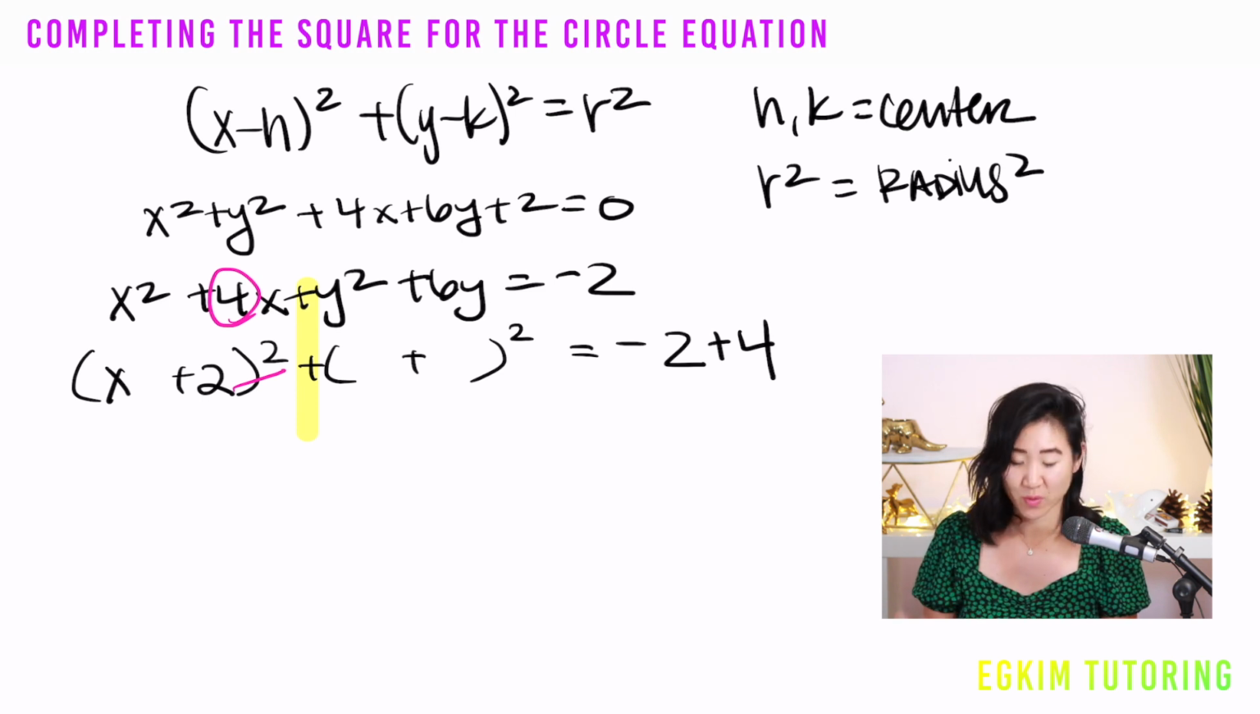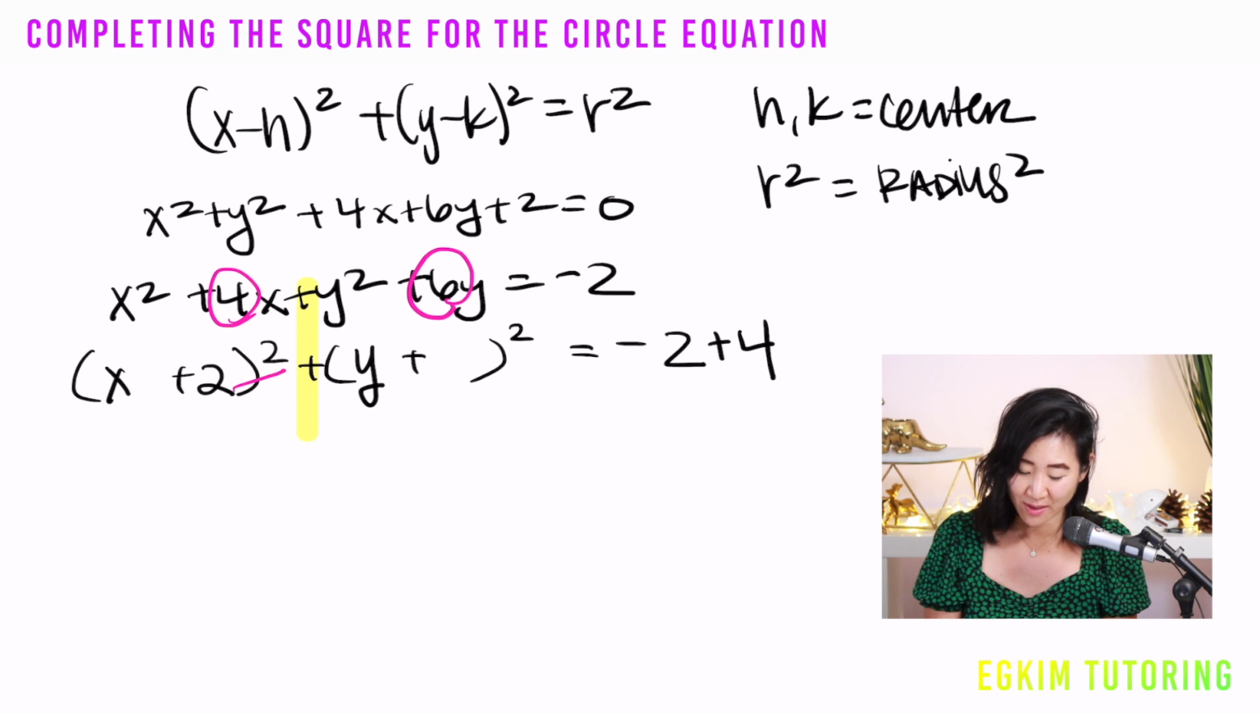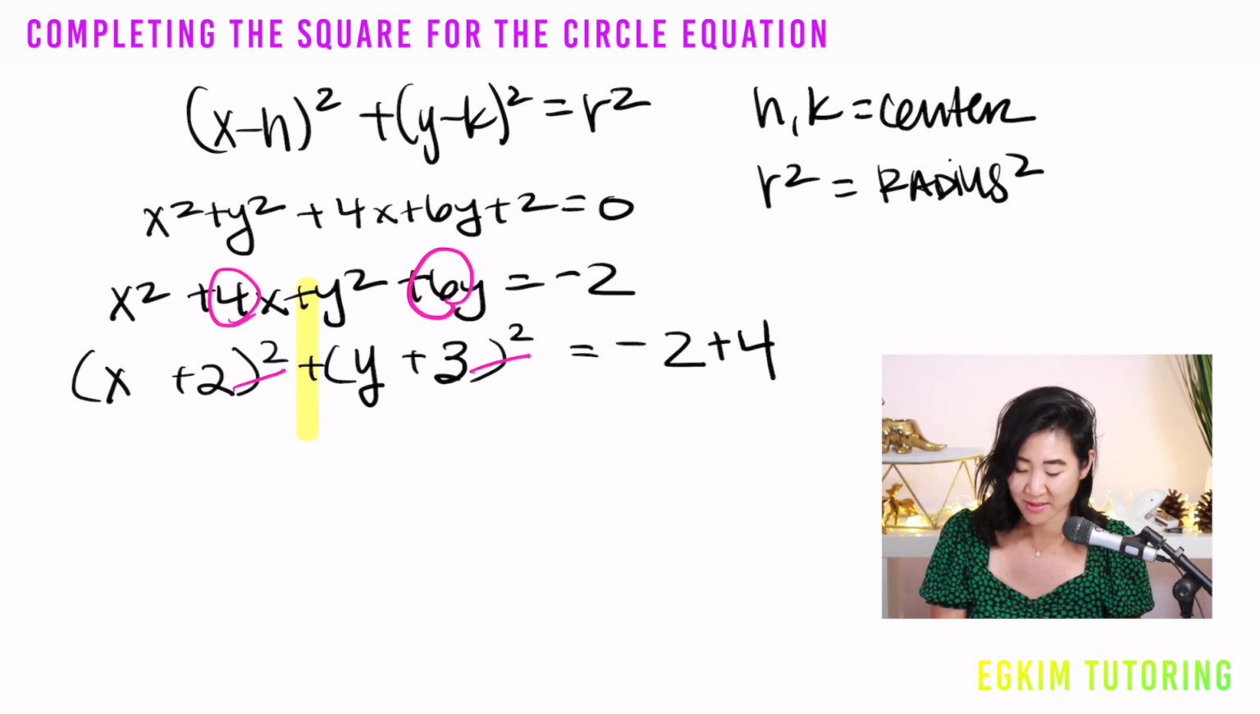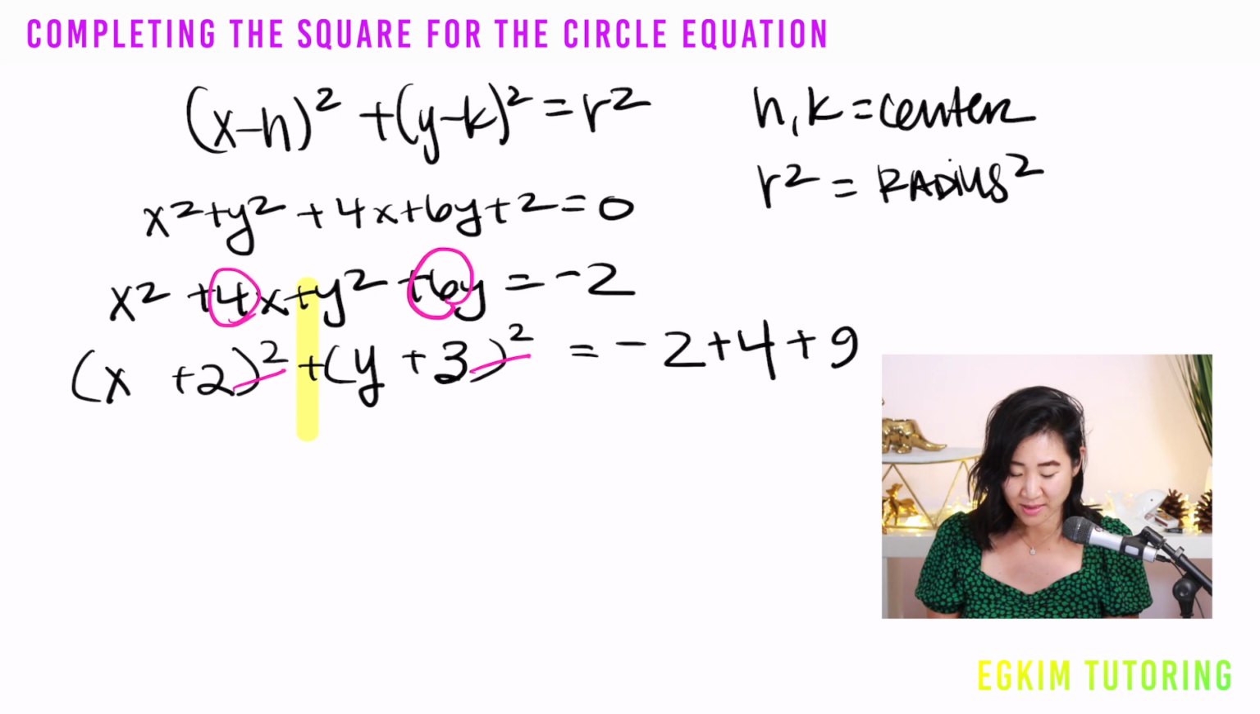Let's complete the square for the y. So again, bring y down for the first term. Take the 6 divided by 2. 6 divided by 2 is 3. So that's the second term. And then 3 squared is your fake number, right? So 3 squared is 9. Add that to the other side. And then let's clean this up a little bit.